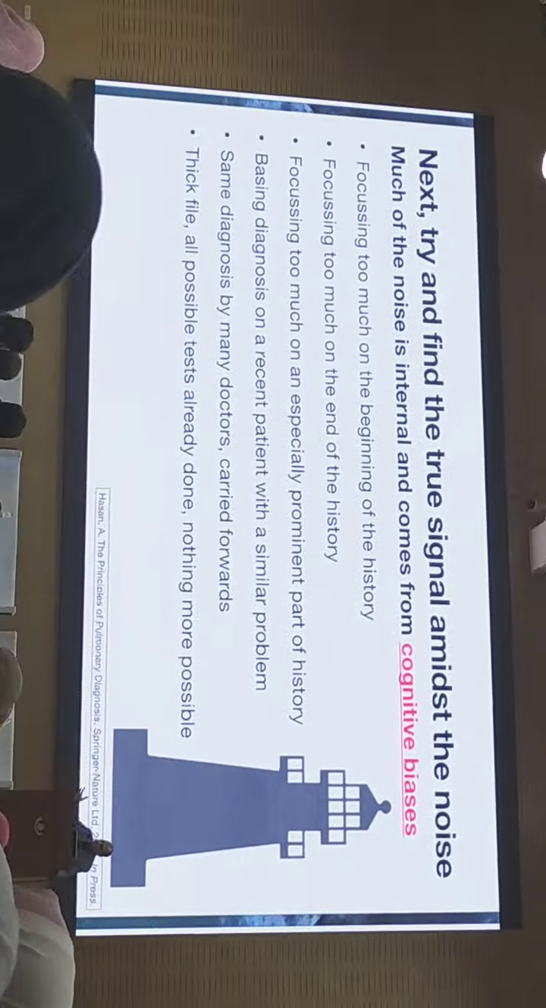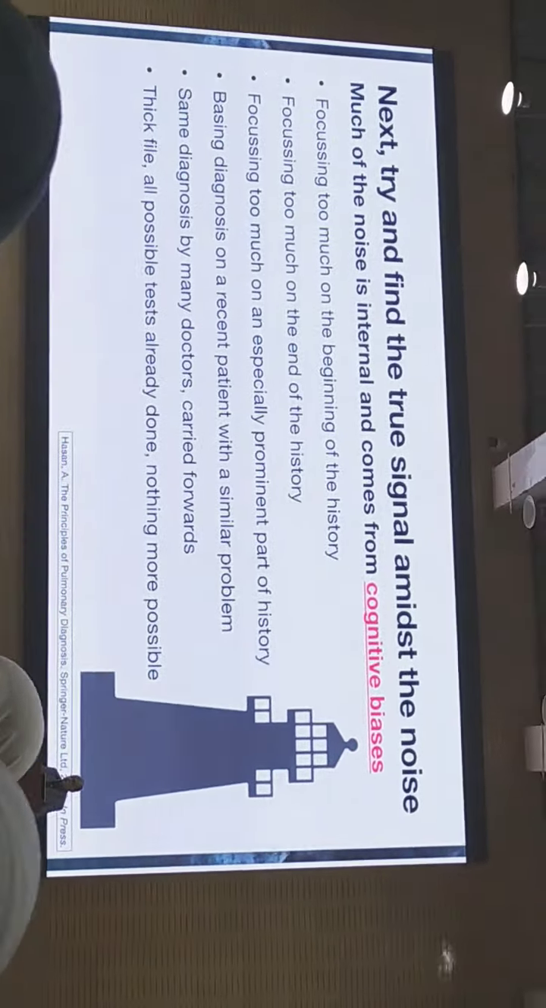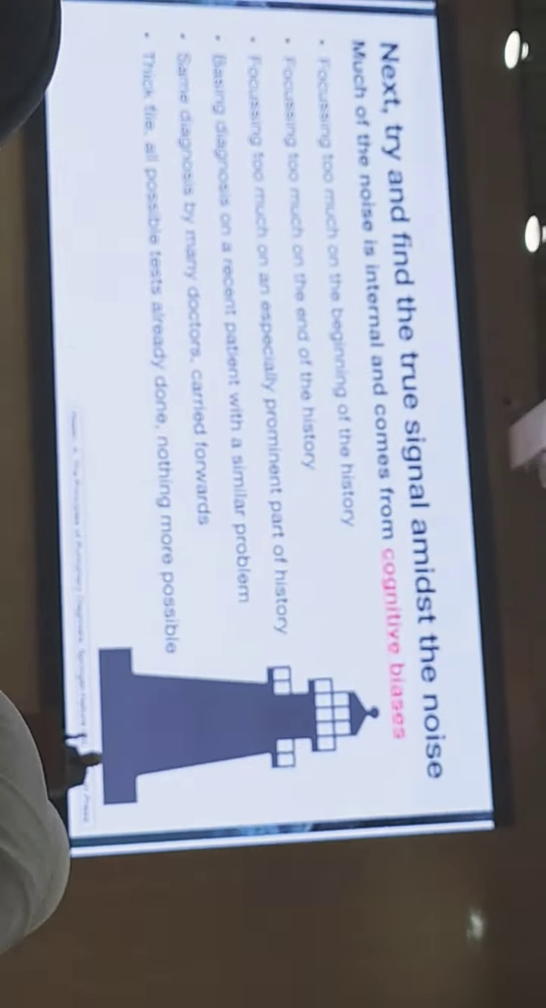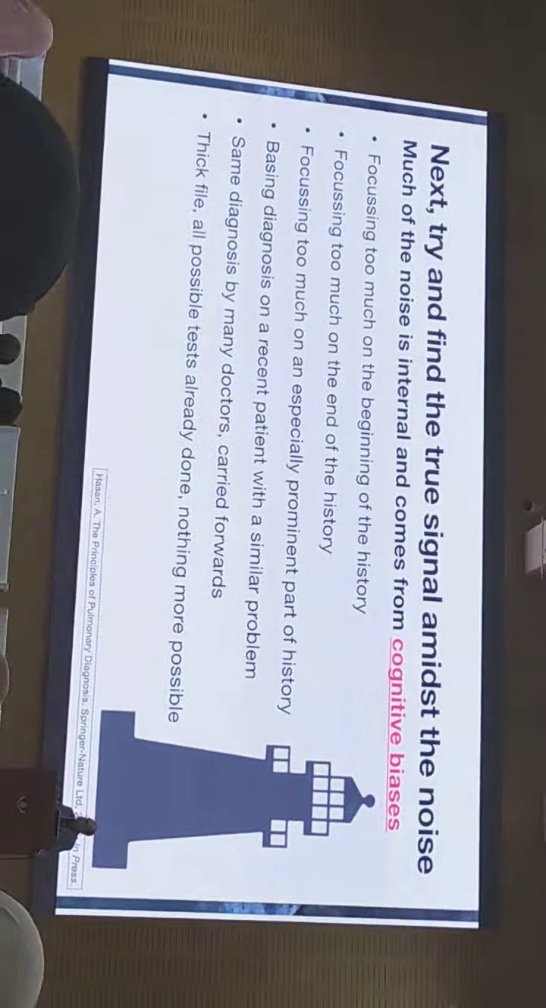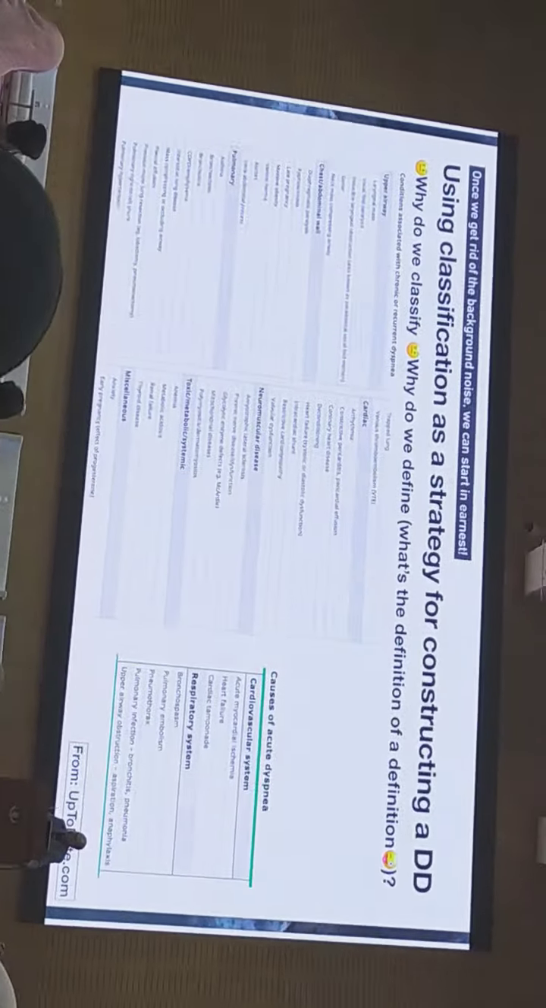Same diagnosis, many doctors carry forward in a thick file. You have a diagnosis momentum. You don't want to challenge it. You don't want to break your head thinking about something else. And again, the thick file, all possible tests already done. I got it already done. Just leave it. This is called the yin-yang effect. So we see these constantly in our practice.